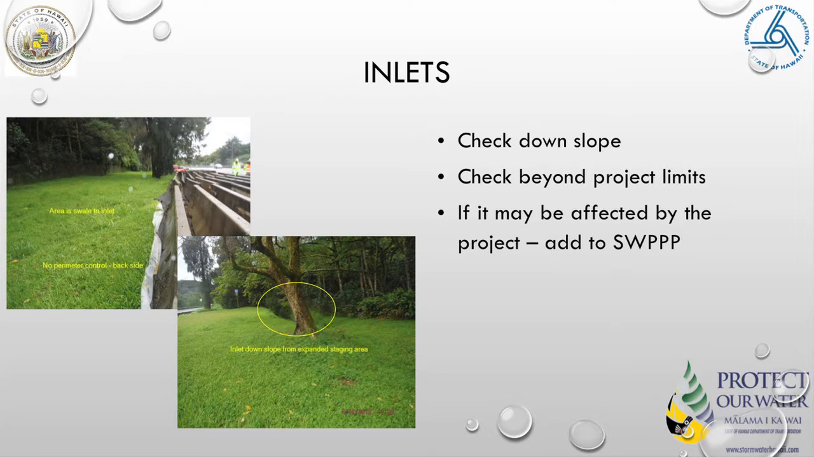Inlet protection. As I said, you need to check the downslope. If you have an inlet that's outside your project area, but you're driving past it every day to get into your staging area with loads of dirt, you probably need to protect that inlet. Then you need to add this to your SWIP.